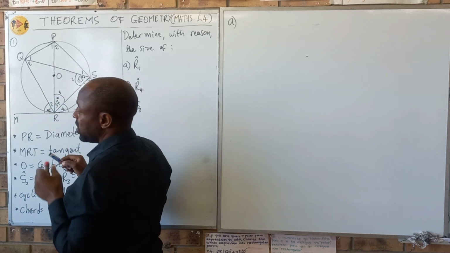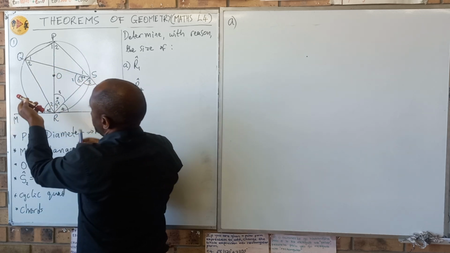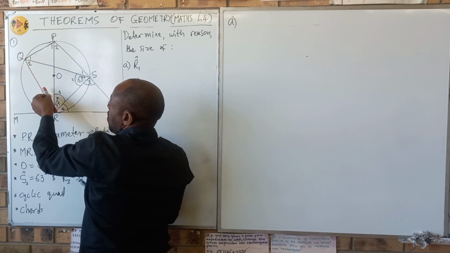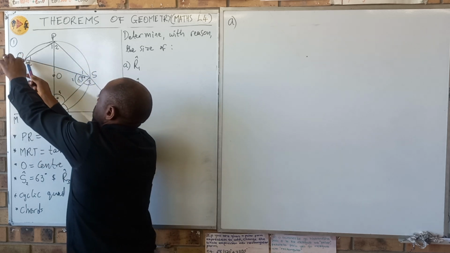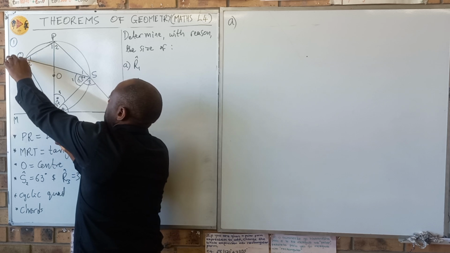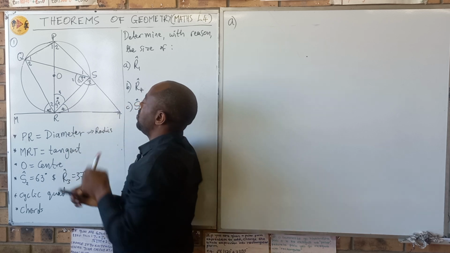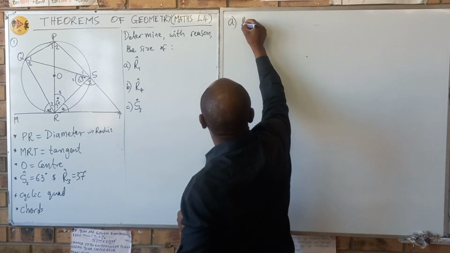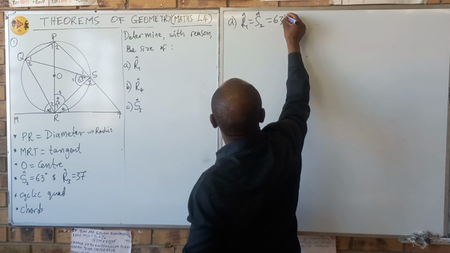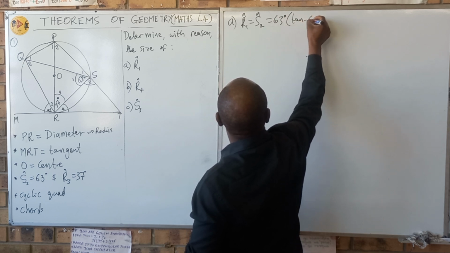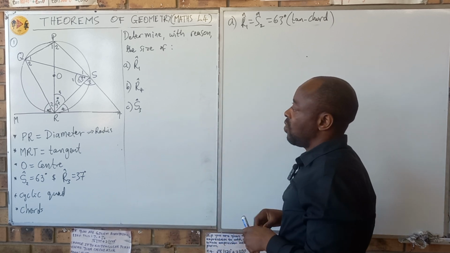The tan chord theorem says that the angle between tangent and chord must be equal to an angle in the alternate segment. With the presence of the chord, that's the minor segment, the alternate will be the big one. But you must use that chord to create a triangle that takes you to the circumference. If I do that, it takes me to S2, which is 63. So here, I will say R1 is equal to S2, which is equal to 63 degrees, using my tan chord theorem. That is how I get my R1.